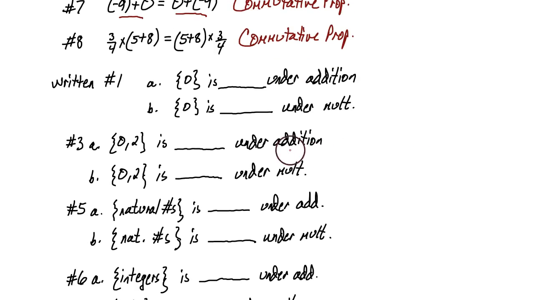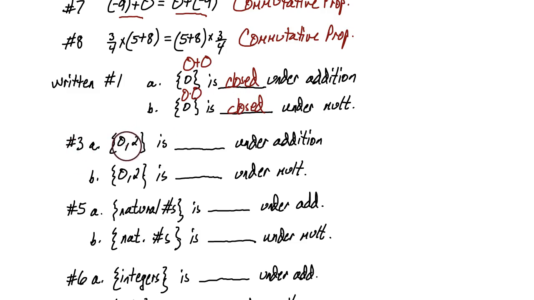The next questions ask us to identify if this set is closed or not closed, under addition or under multiplication. A set of elements is closed under addition if when you add those elements, you get a number that's in the set. So if you add 0 to itself, because that's the only thing in the set, do you get a number that is in the set? Yes, you do. This is closed under addition. 0 times 0 makes a number that's in the set, so that is closed under multiplication.